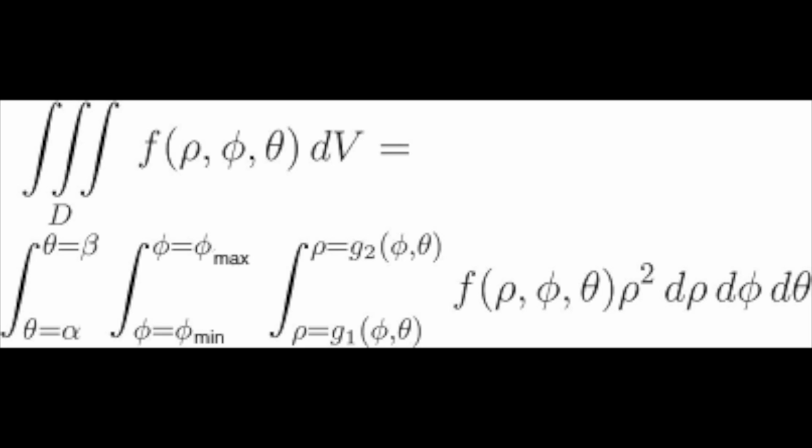Our middle integral will be with respect to phi from the min phi to the max phi. Usually the bounds for phi will be between 0 and pi. And the outer integral will be with respect to d theta. That will be from alpha to beta.